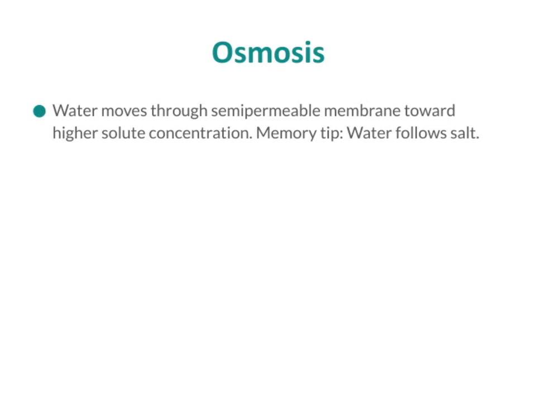Osmosis is the process where water moves through a semi-permeable membrane, heading toward the area with a higher concentration of solute. A handy way to remember this is, water follows salt. It's a simple idea, but it's fundamental to how cells regulate their internal environment and maintain balance. Understanding osmosis helps us grasp many biological and chemical processes that keep living things functioning.